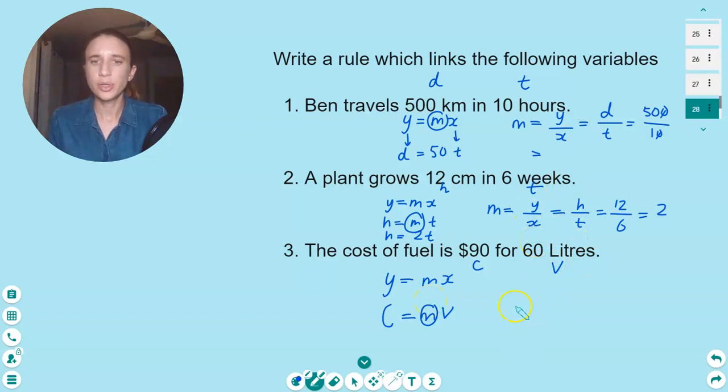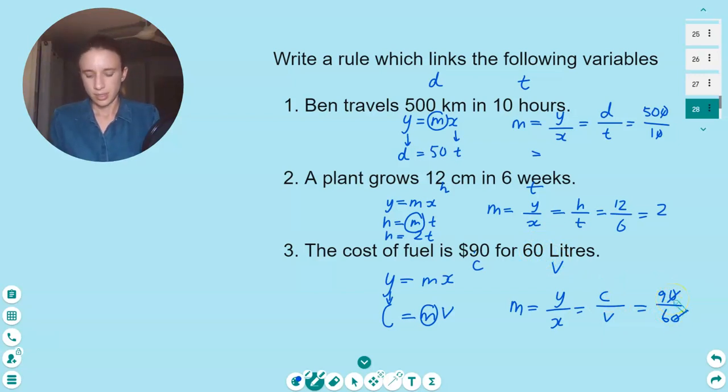Okay. So I know that m is the change in y over the change in x, which is our y variable. Where was it? I've lost it. Our y variable is c over v. So our 90 over 60, 9 over 6, 1.5. M is 1.5. So let's replace it in the equation.